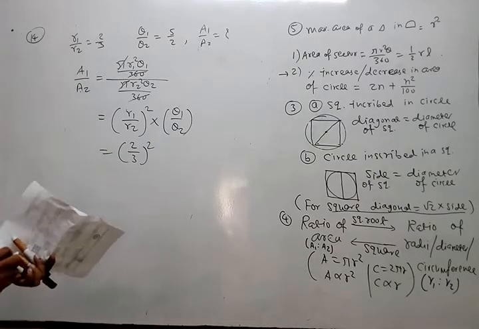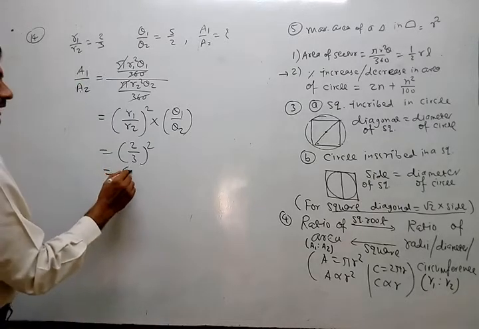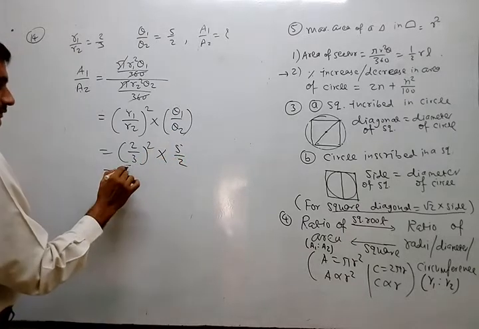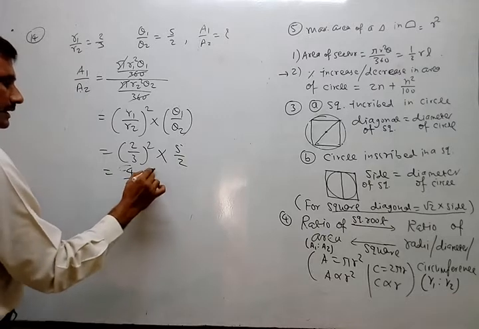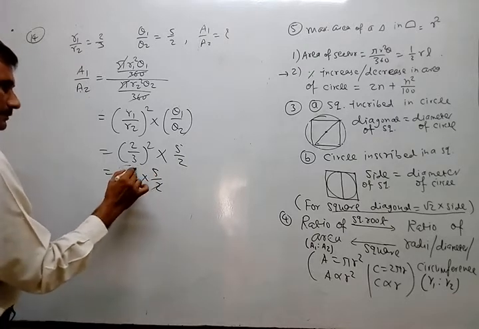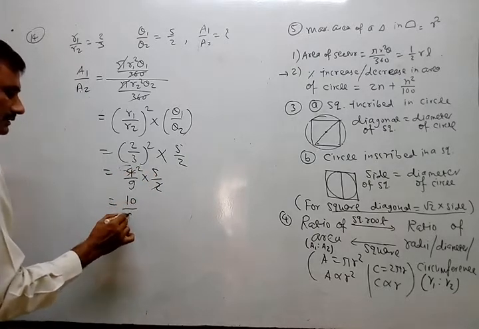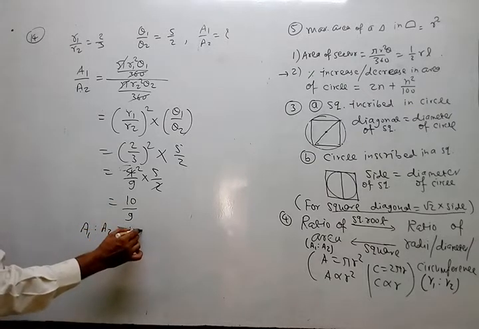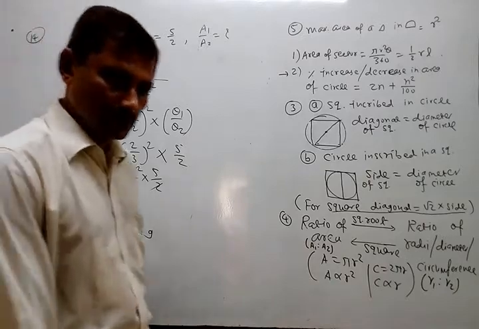Okay. So the answer will be, theta 1 upon theta 2 is 5 by 2. So this is 4 by 9 and it is 5 by 2. 2 goes into 4, so it is 10 by 9. Means the answer: A1 is to A2 is equal to 10 is to 9. Just understand.